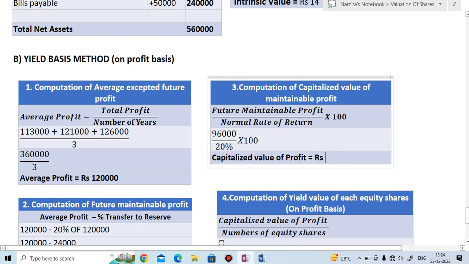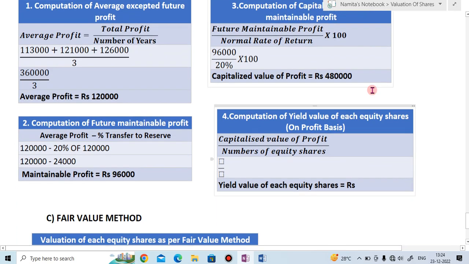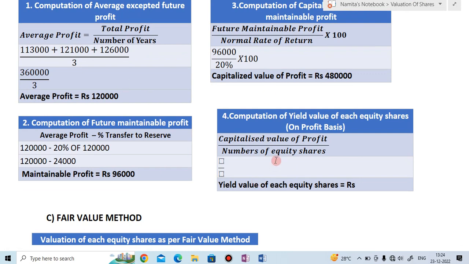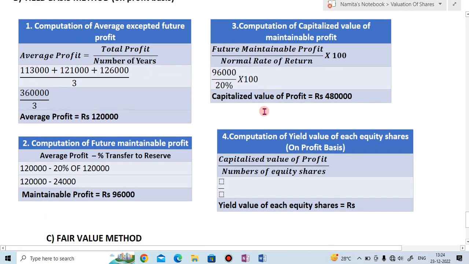So the answer is 4,80,000. Okay, so the capitalized value of profit is 4,80,000.